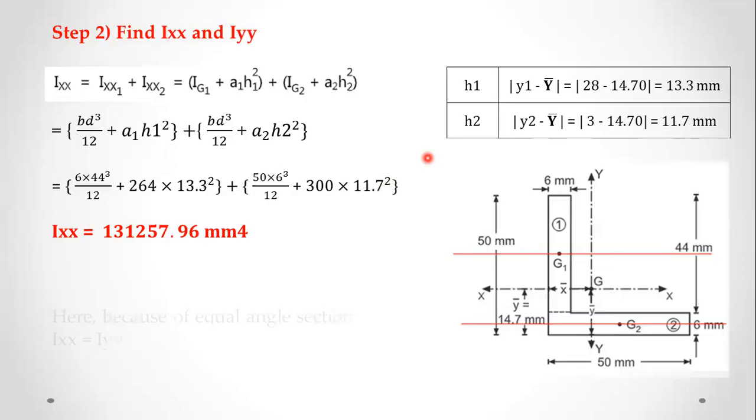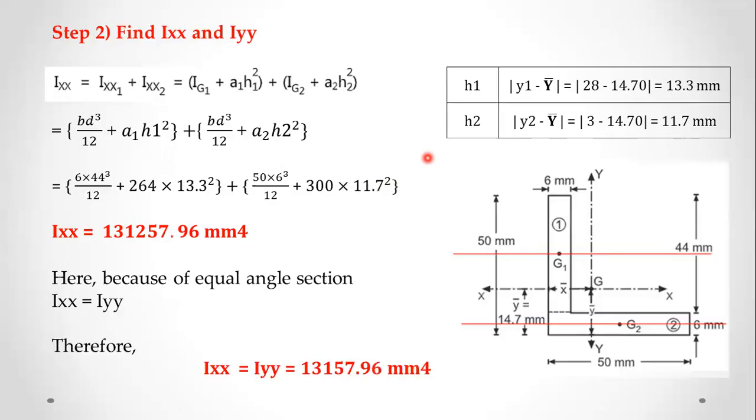But we know that this is an equal angle section. So in an equal angle section, Ixx is equal to Iyy. So we have to find only one moment of inertia, either Ixx or Iyy. Because of that, Ixx will be equal to Iyy, that is 131,557.96 mm raised to 4. So you understand that.